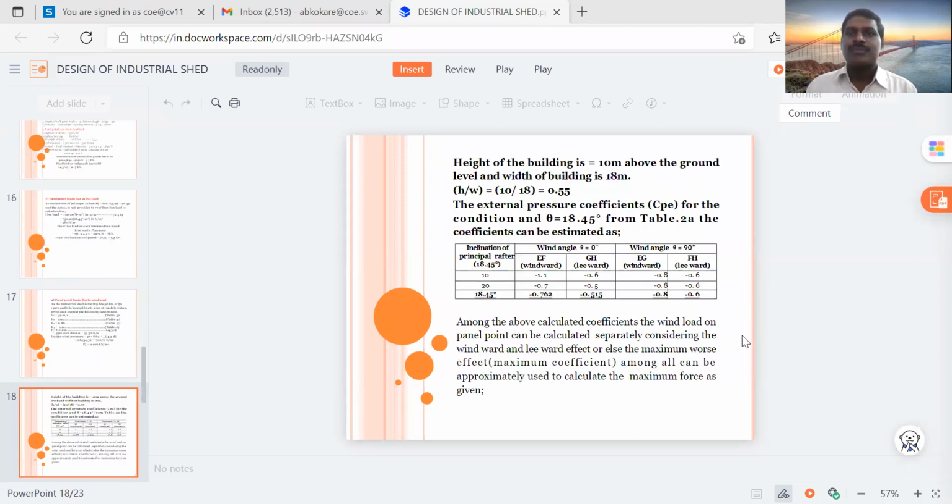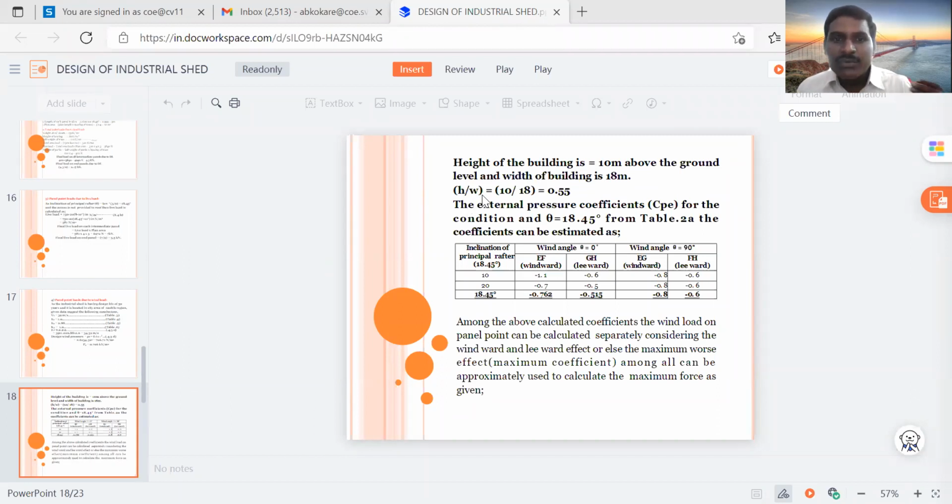Now we have to calculate the coefficients, or we have to take the wind coefficients. For the particular area, our wind coefficients depend upon the height of building and width of building. Here the height of building is 10 meter above the ground, and the width of building is 18 meters. So we have to take the H by W ratio.